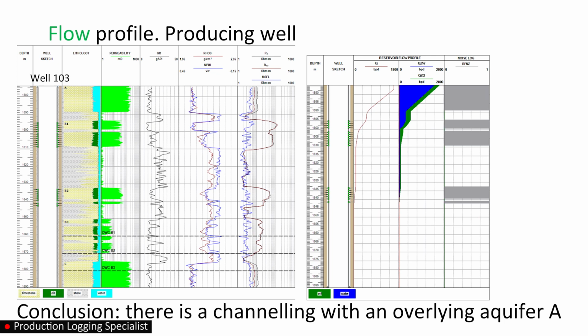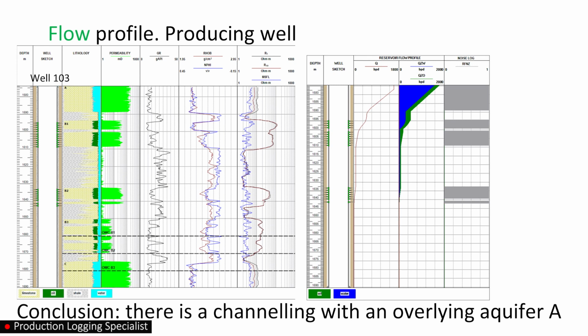The situation is similar with producer wells. Not all the water is coming from the reservoir. According to production logging at well 103, the majority of the water comes from the overlying formation A, where the reservoir pressure has probably increased due to the cross flows of the injector wells. A similar situation is observed in wells 108 and E4.